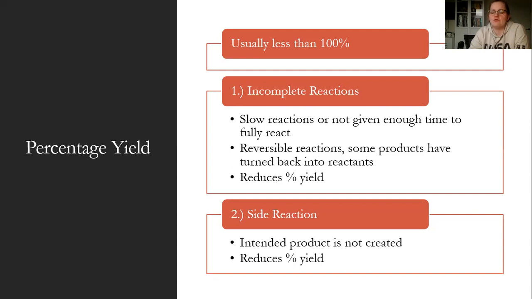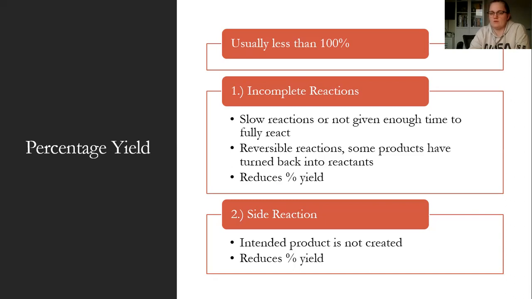But we also have reversible reactions. If we don't stop a reversible reaction at the right point, some of our products can start to turn back into reactants, so the reaction starts to reverse itself. Unless we know that point and stop it at exactly the right time, some of those products will start to turn back into reactants. So both of these are reasons behind incomplete reactions, and incomplete reactions reduce your percentage yield. They're going to make sure that your percentage yield is less than 100.